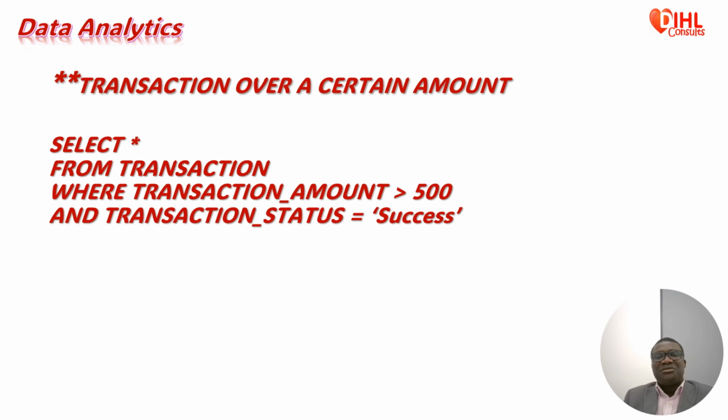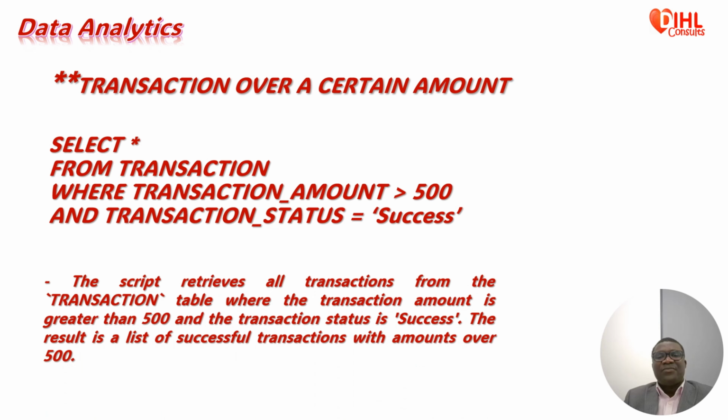So then we can also do transactions over a certain amount. In this case, transactions above 500 with the relevant currency in the table. So we say select all from transaction, where transaction amount greater than 500 and transaction status equals success. So this will retrieve all the transactions from the transaction table where the transaction amount is greater than 500 and the transaction status is success. The result is a list of successful transactions with amount over 500.